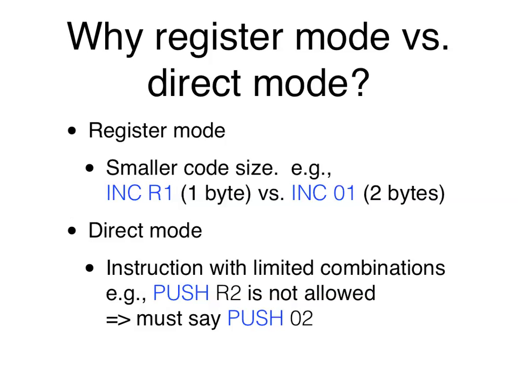Now, some combinations like PUSH does not take a register as an operand. So PUSH R0 or R2 or R-something is not allowed. You have to say it's a direct address. Okay, so we have to say PUSH 02 or something like that.